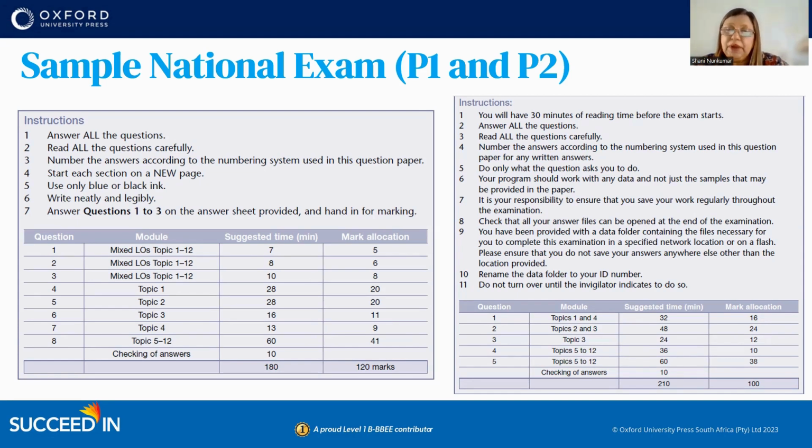Paper 2, which is the practical paper, question 1, topics 1 and 4, suggested time 32 minutes, which is 16 marks. Question 2, topics 2 and 3, which suggested time 48 minutes and 24 marks. Question 3, topic 3, 24 minutes, 12 marks. Question 4, topics 5 to 12, suggested time 36 minutes with mark allocation 10. And question 5, topics 5 to 12 again, suggested time 60 minutes with 38 marks. And checking of answers is also allocated a time of 10 minutes. And in total, it is 100.